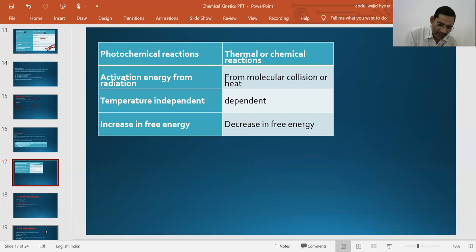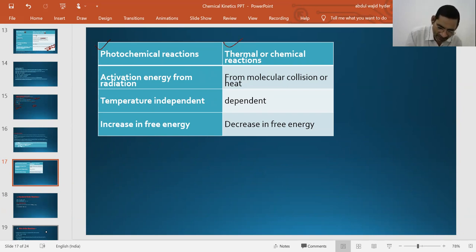See here. Since you were talking about photochemical reactions, what are they? Reactions which take place in presence of light are called photoreactions. In every reaction, light won't be there. Then what are these reactions? These reactions are called thermal or chemical reactions.